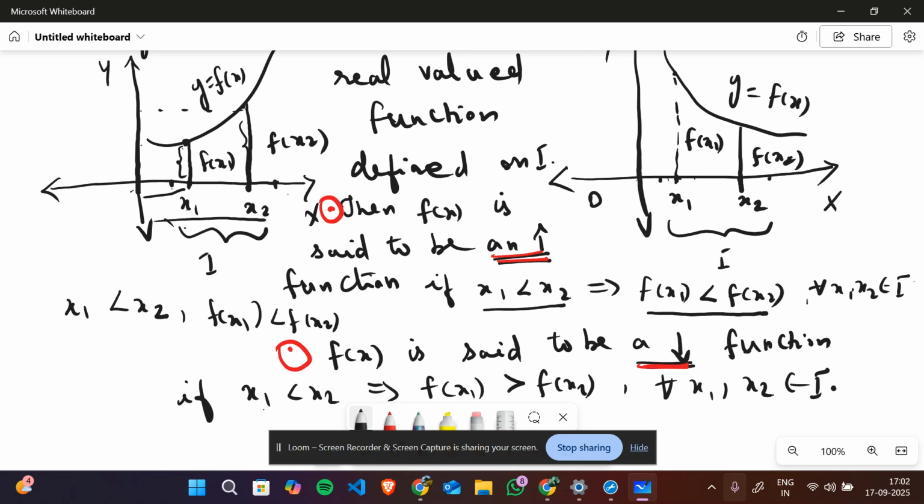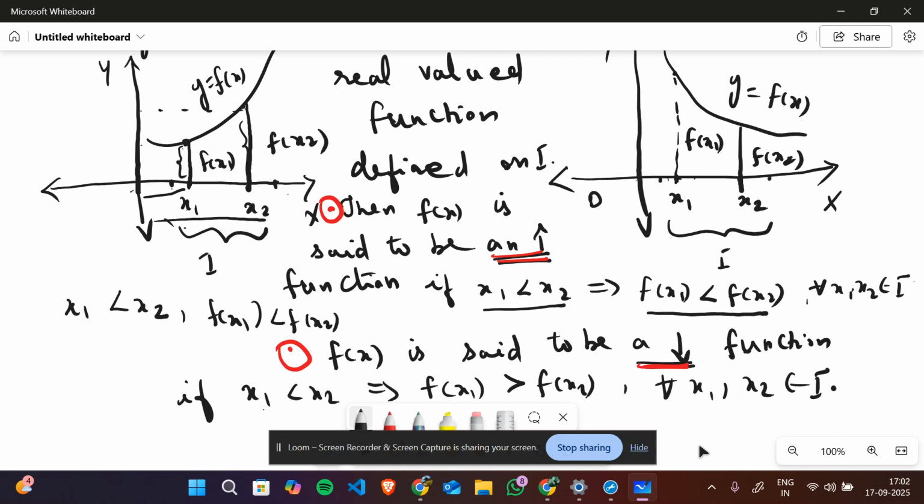Hope you all have understood the meaning of increasing and decreasing function. Let me revise the condition once again. F of x is said to be an increasing function if x1 less than x2 implies f of x1 less than f of x2 for all x1 comma x2 belongs to the interval I, whereas f of x is said to be a decreasing function if x1 less than x2 implies f of x1 greater than f of x2 for all x1 comma x2 belongs to the interval I.